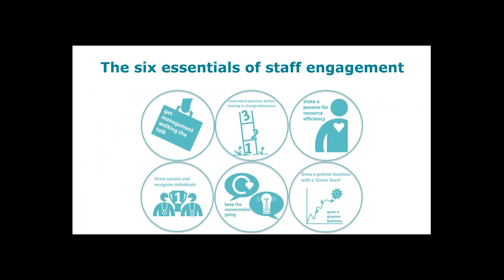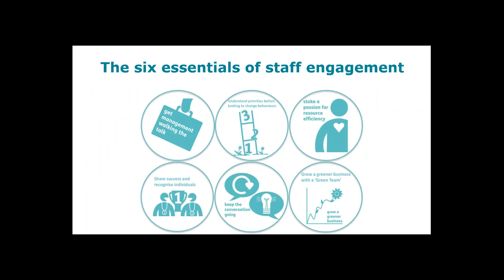So just quickly to cover what the 6 essentials of staff engagement are. Your staff are your biggest and most influential resource. All staff consume energy, they use water, they use resources, and all staff produce waste. Change is only going to happen if your staff make it happen. Staff engagement is one of the most cost-effective actions that an organisation can take to improve resource efficiency. And there are 6 essential activities that will lead to successful staff engagement, and they're up on screen now.